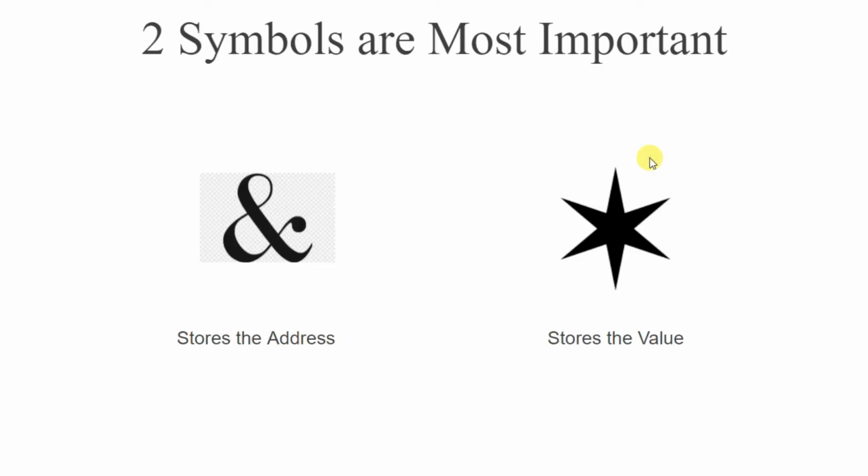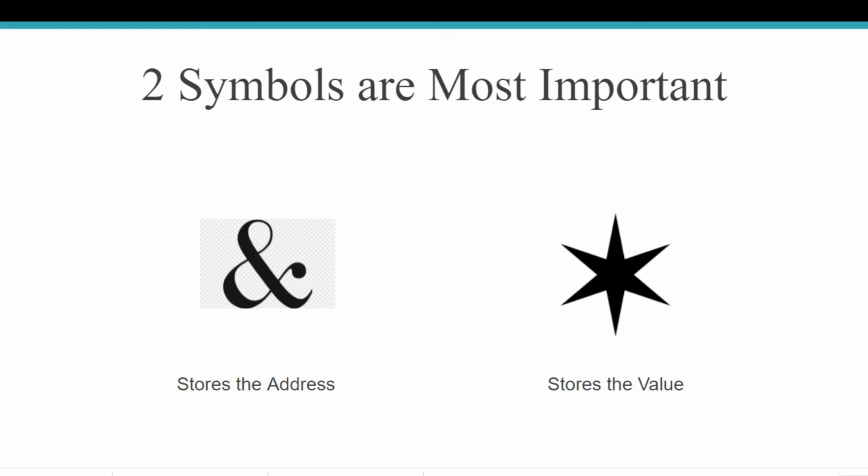Now, what are the two most important symbols when working with pointers? The first is ampersand and the other is star. What exactly are the ampersand and star doing? The ampersand always gives the address of a variable, and when you are dealing with the star, it gives you the actual value of the variable. Let's see it with the program.